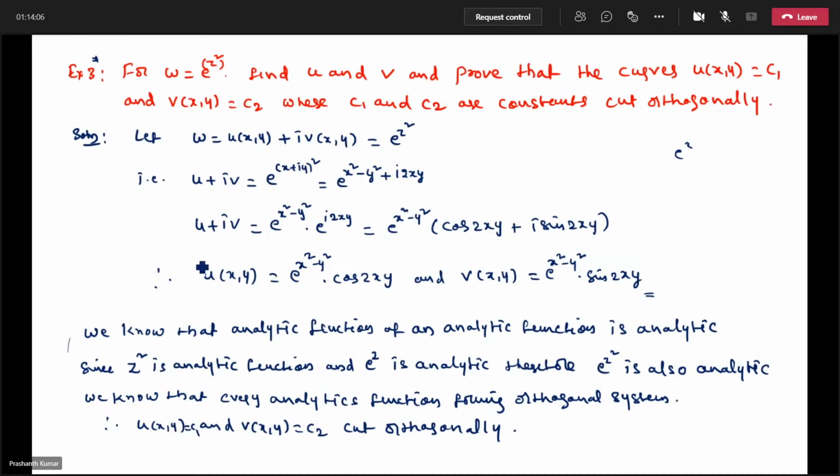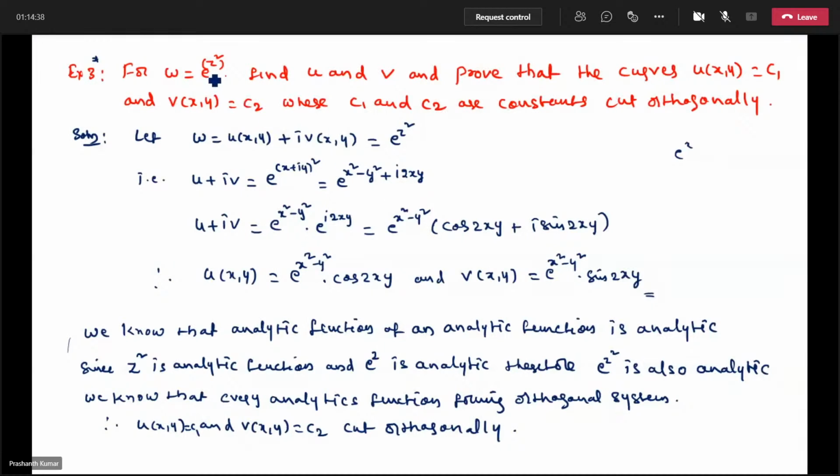We know z square is analytic. We know that an analytic function of an analytic function is analytic. Therefore, one analytic function is e to the power of z, another analytic function is z square. So the analytic function of the analytic function, e to the power of z with z square in place of z, e to the power of z square, is also analytic.